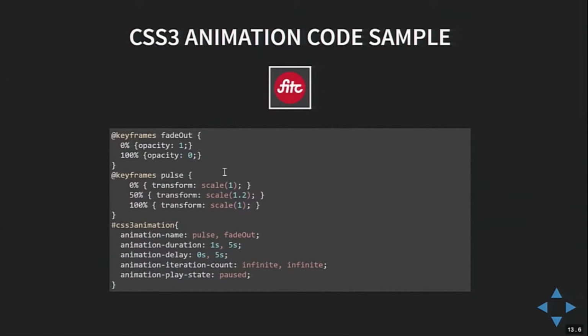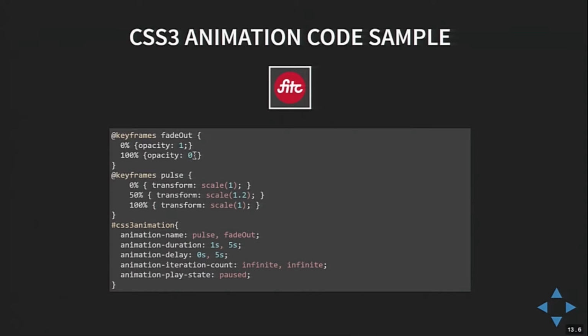So here's an example of a pulse animation. I've got my keyframe here, and the keyframe is basically fade out. So what I'm going to do is at 0%, the opacity is going to be 1, and at 100%, the opacity is going to be 0. Okay? The other thing that I want to do is I don't want it to just fade in and out. I want it to pulse.